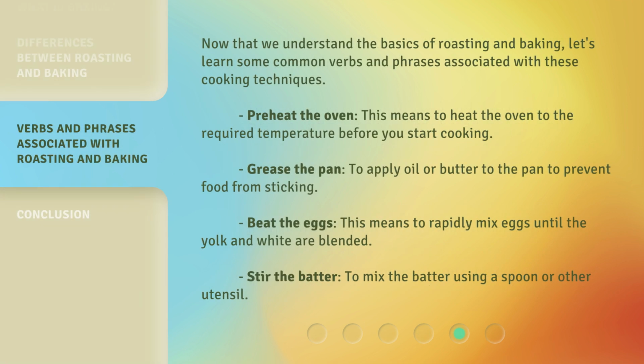Now that we understand the basics of roasting and baking, let's learn some common verbs and phrases associated with these cooking techniques. Preheat the oven. This means to heat the oven to the required temperature before you start cooking. Grease the pan. To apply oil or butter to the pan to prevent food from sticking.